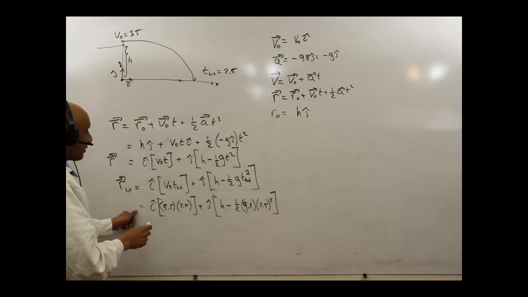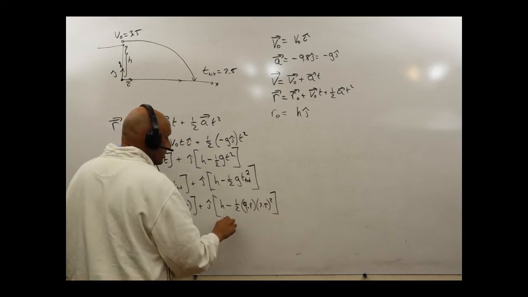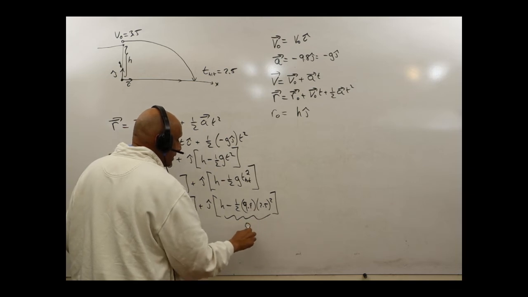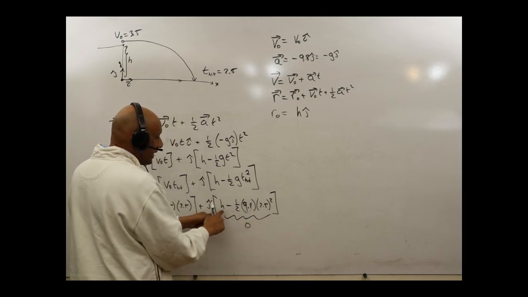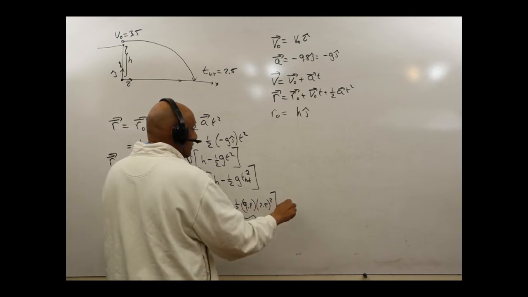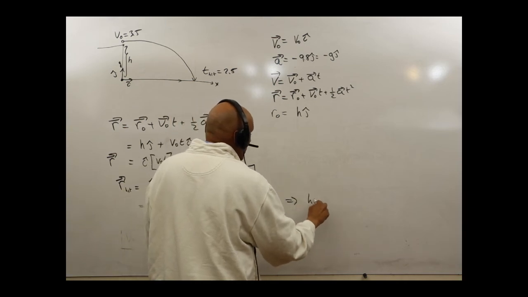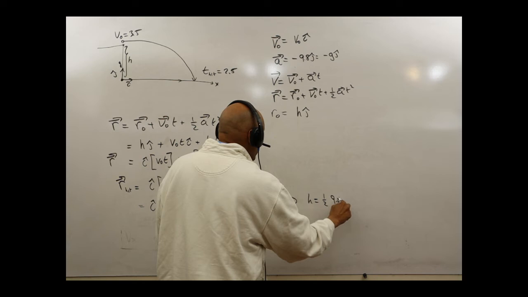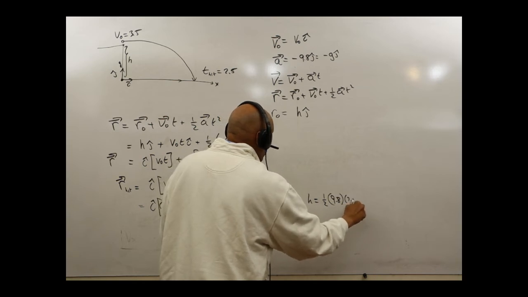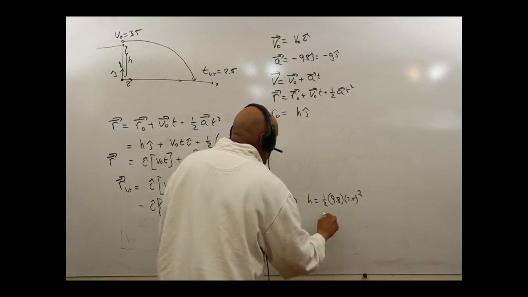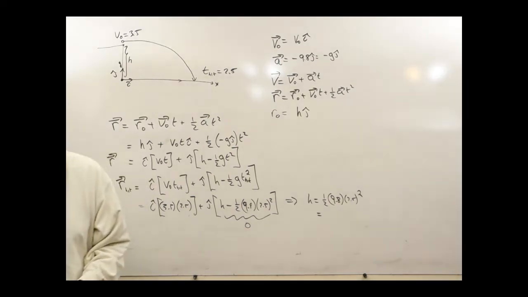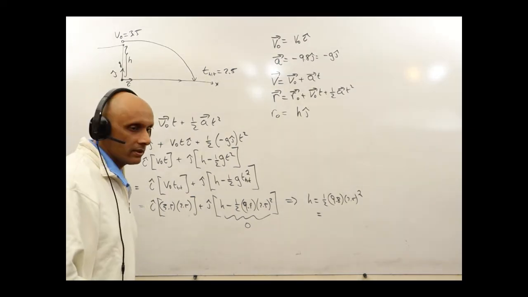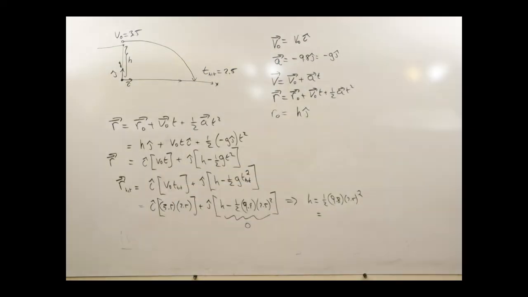So when it hits the ground, we know that this must be set to 0. That's when it hits the ground. If that's 0, then h must be equal to this. So this implies that the height of the cliff is 1/2 times 9.8 times 2.5 squared. And I'll bring up my calculator. Where did I leave my calculator? Oh, it's right over here.